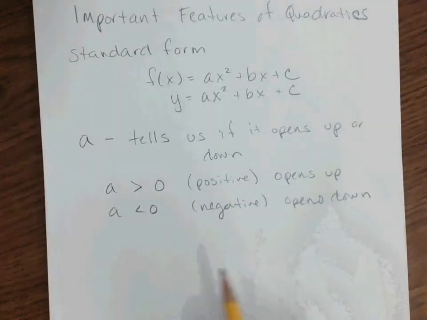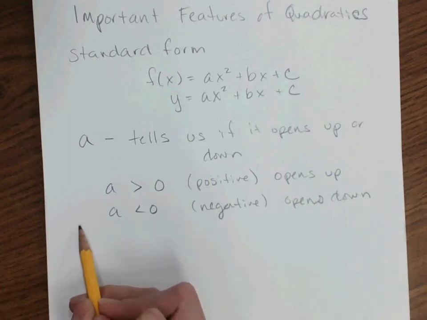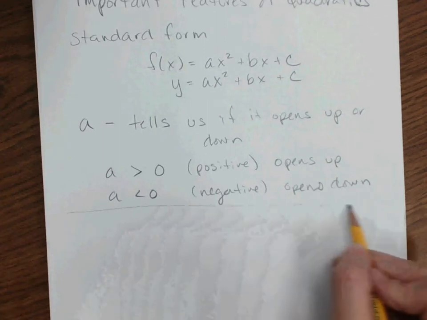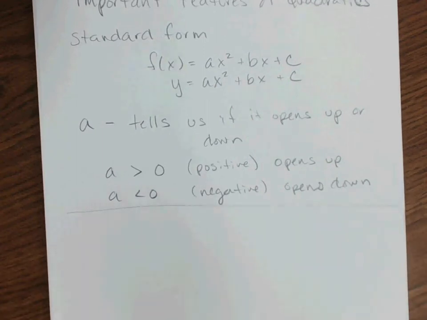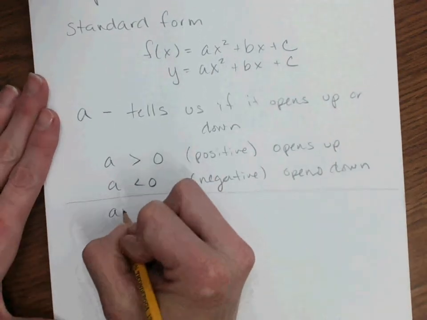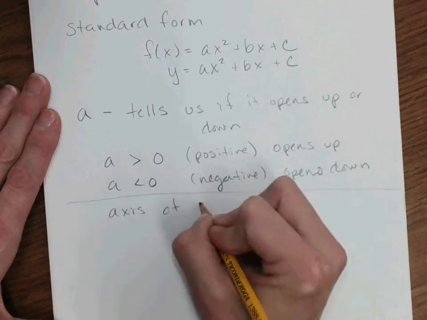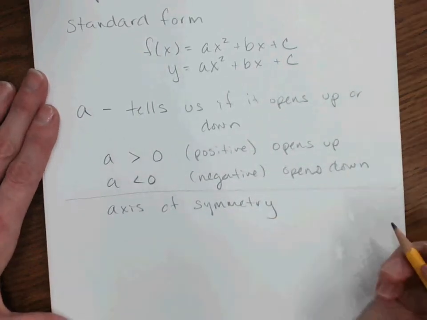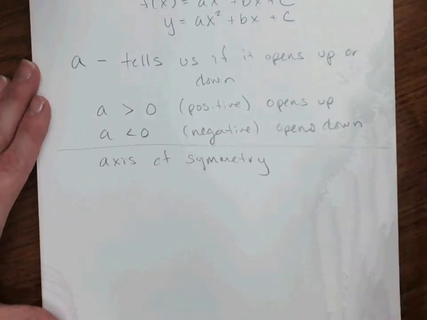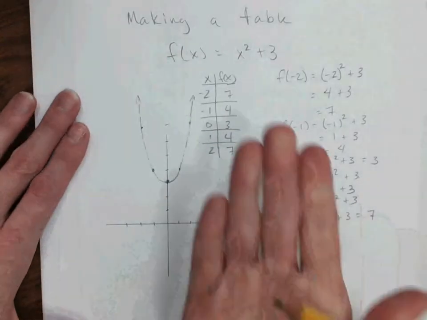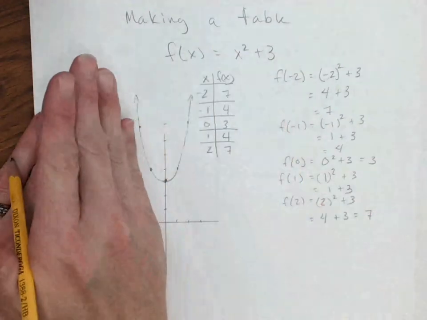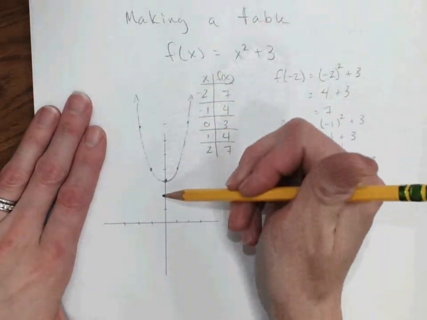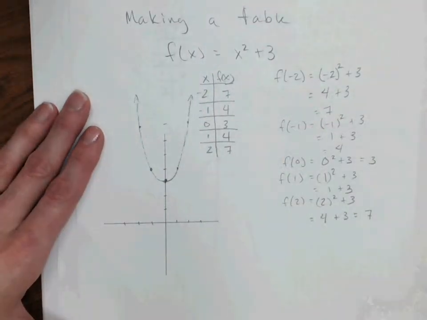So it's great if I know which direction it goes, but I also have to know where to put it. So the next thing that we're going to look at is the axis of symmetry. Both of the ones that we've looked at so far were symmetrical about the y-axis. If I folded them over on themselves, they would be symmetrical about this line right here going through the middle. That's called the axis of symmetry.